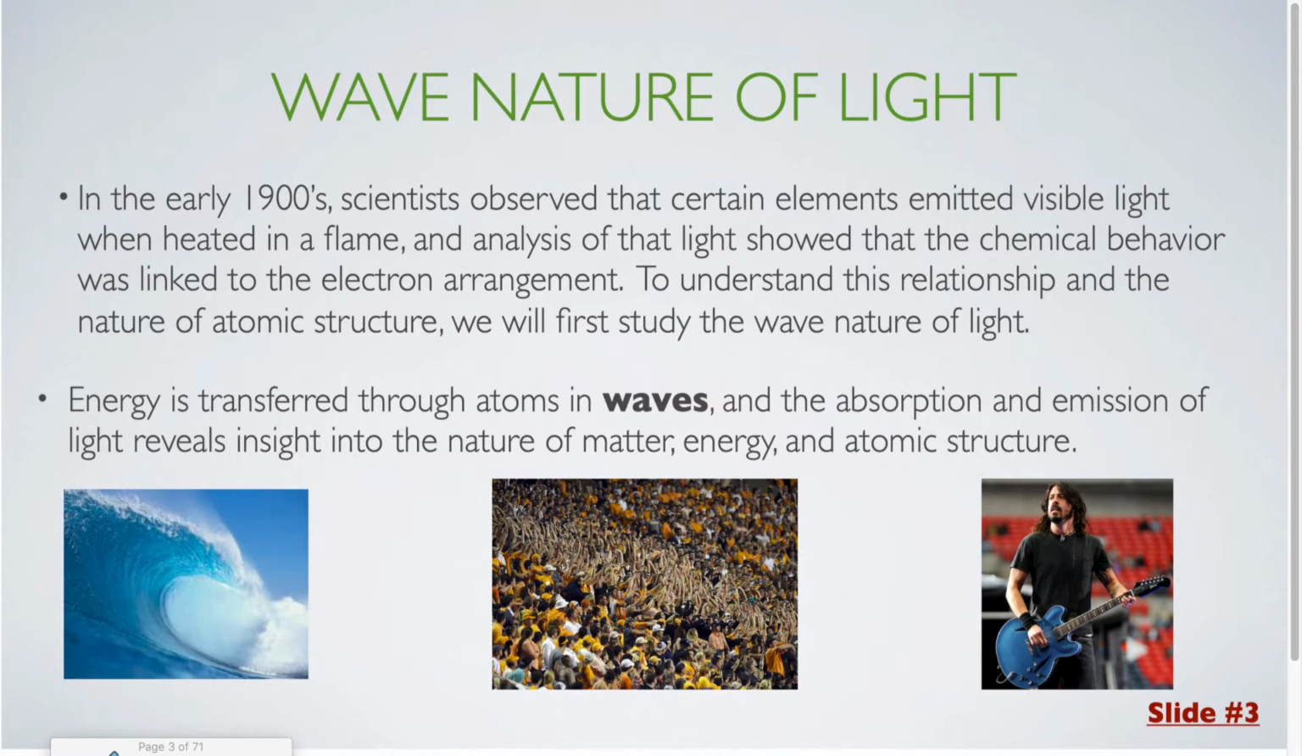In the early 1900s, scientists observed that certain elements emitted visible light when heated in a flame, and analysis of that light showed that the chemical behavior was linked to the electron arrangement. To understand this relationship and the nature of atomic structure, we will first study the wave nature of light. Energy is transferred through atoms in waves, and the absorption and emission of light reveals insight into the nature of matter, energy, and atomic structure.